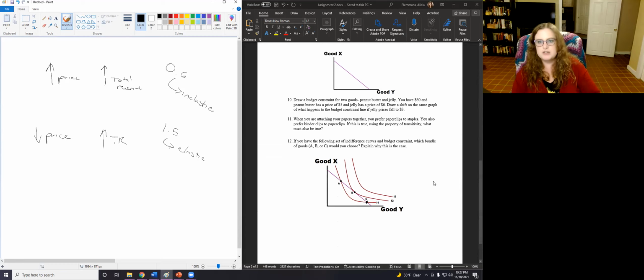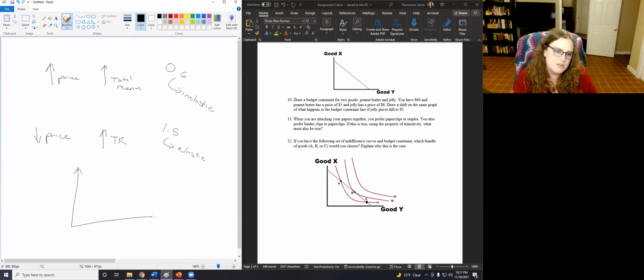Okay, draw a budget constraint for two goods, peanut butter and jelly. You have $60. Peanut butter is $5. All right, so we have peanut butter and jelly. So let's have P, B, and J. If you have $5 for peanut butter, you have $60. How many can you afford then? 12. So you can have 12 peanut butters. Or jelly has a price of 6. We can have 10 jellies.